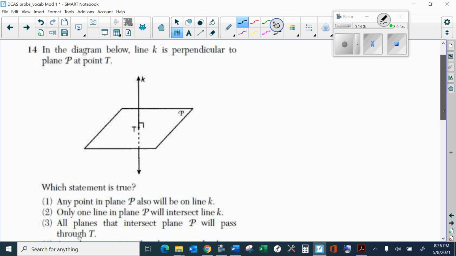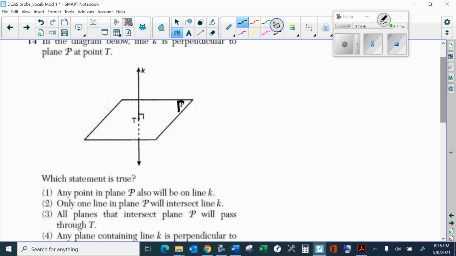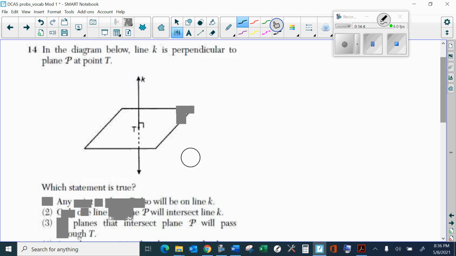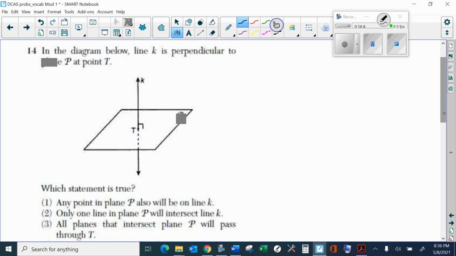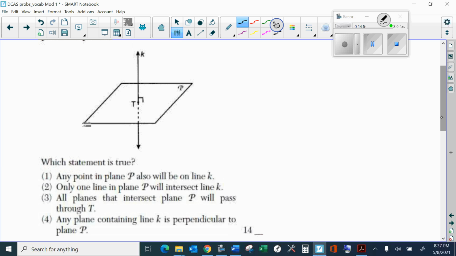Line K is perpendicular to plane P. Remember, one way of naming a plane is a capital letter in one of the corners. And there's your plane. Otherwise, it's three non-collinear points. Remember, the definition of a plane, at least three non-collinear points. All right, which statement is true? Any point in plane P is also on line K. No, there's a point that counteracts that.